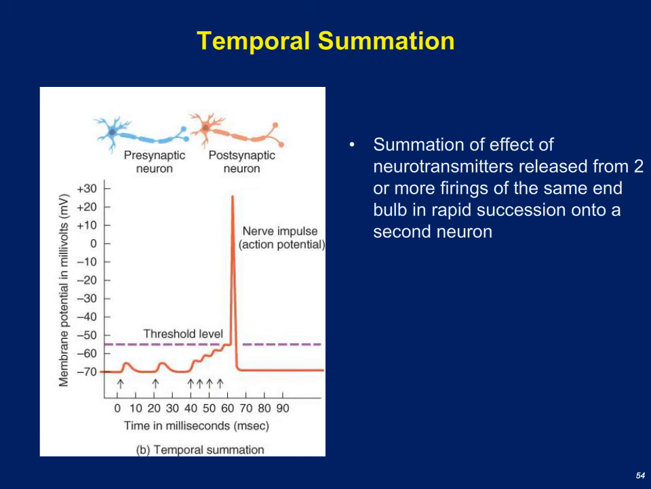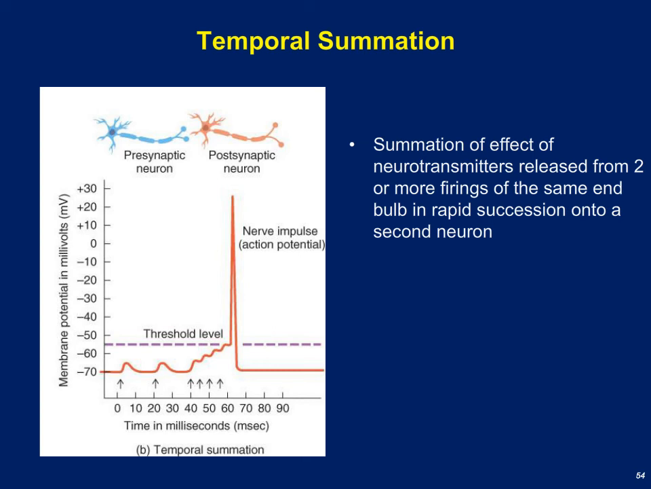A second type of summation is called temporal summation. Temporal here means time, and temporal summation happens because a presynaptic neuron will stimulate a postsynaptic neuron multiple times. For example, take a look at the graph below. You can see that the presynaptic neuron stimulates the postsynaptic neuron once, twice, and then several times in quick succession. If it stimulates it several times in quick succession, these EPSPs, or excitatory postsynaptic potentials, can build up in the postsynaptic cell until we reach threshold and then have an action potential.